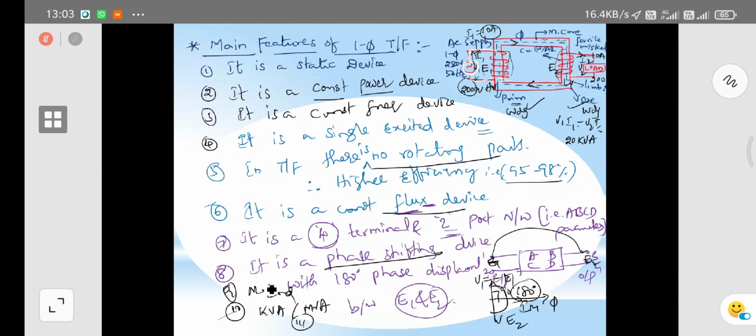So it works on the principle of mutual induction or Faraday's law of electromagnetic induction, and the transformer rating is in kVA or MVA. So the kVA is equal to what? Power factor into P here. And the 11th, it is a negative feedback circuit here. These are the main features of single phase transformer.